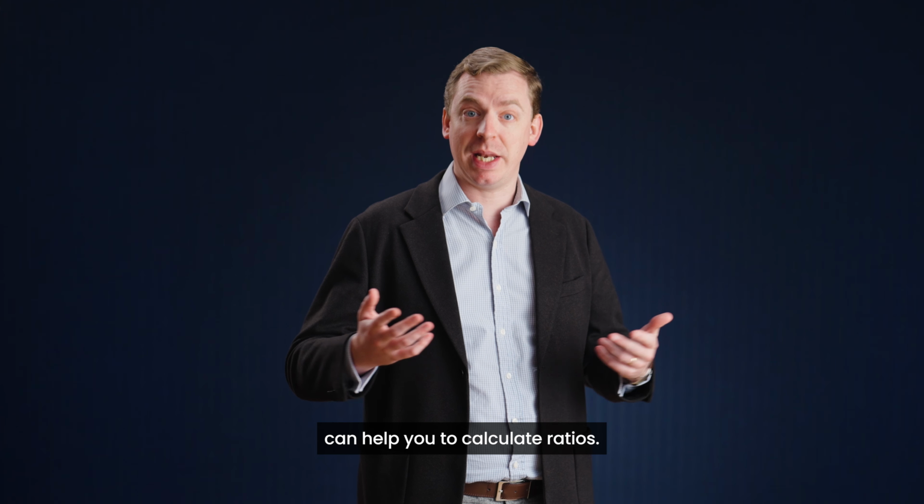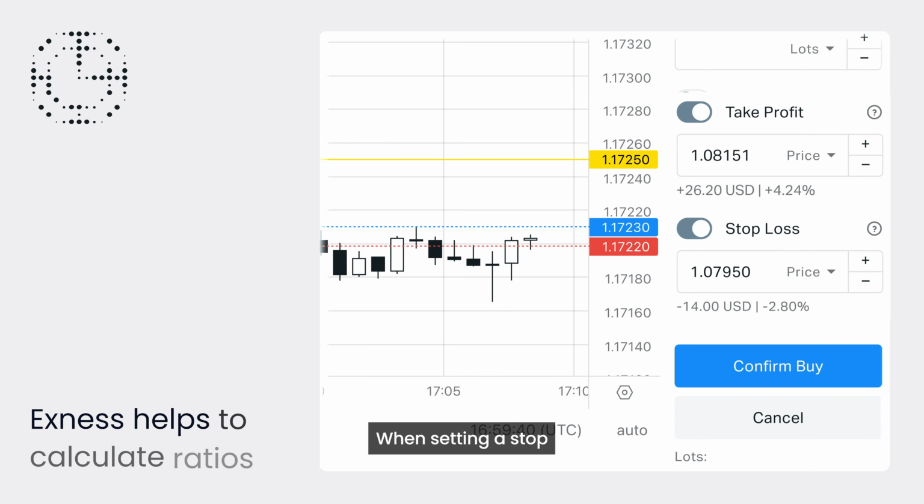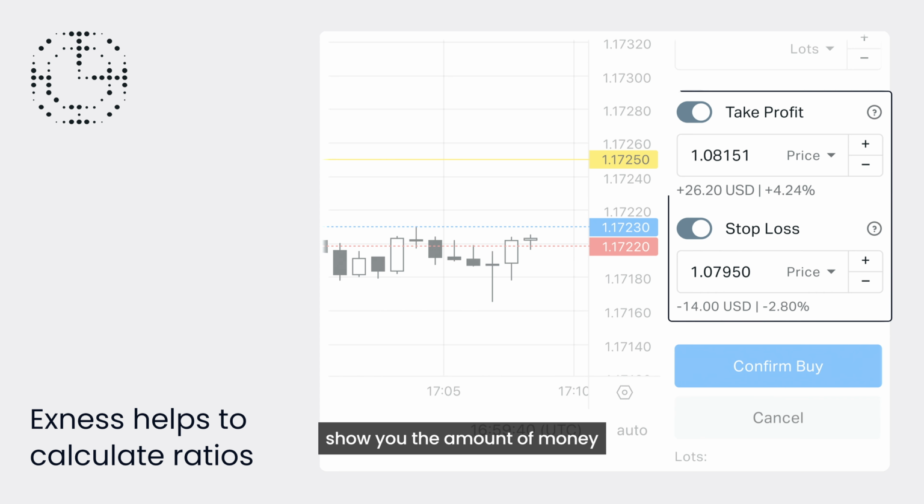Exness's web platform can help you to calculate ratios. When setting a stop and target there, it'll show you the amount of money and percentage of balance to be gained or lost if either your target or stop were triggered.